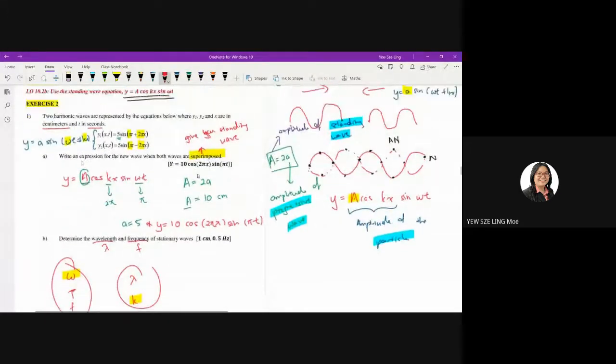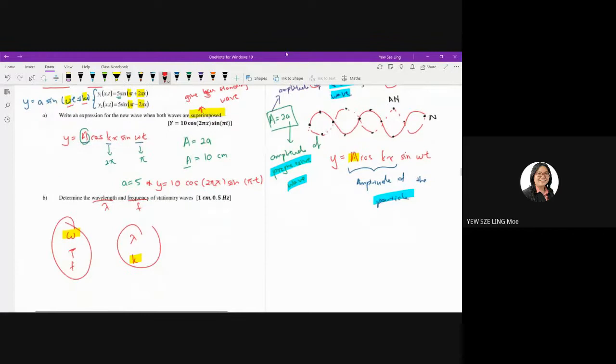All right. From the equations given, we have omega and we have k already. Straight away we can use them to calculate lambda and also frequency. So omega is equal to pi radian per second. The relationship between omega and frequency is that omega equals 2 pi f. So 2 pi f is equal to pi. Rearranging, pi and pi cancel out, f is equal to 0.5 hertz. So this is the answer for frequency.